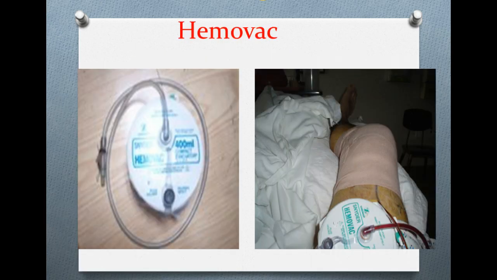This is a picture of a Hemovac. It is also a suction type drain. It collects 500 milliliters every 24 hours. It's the same mechanism of action as the Jackson Pratt, and you empty drainage and compress to ensure the device continues to suction.